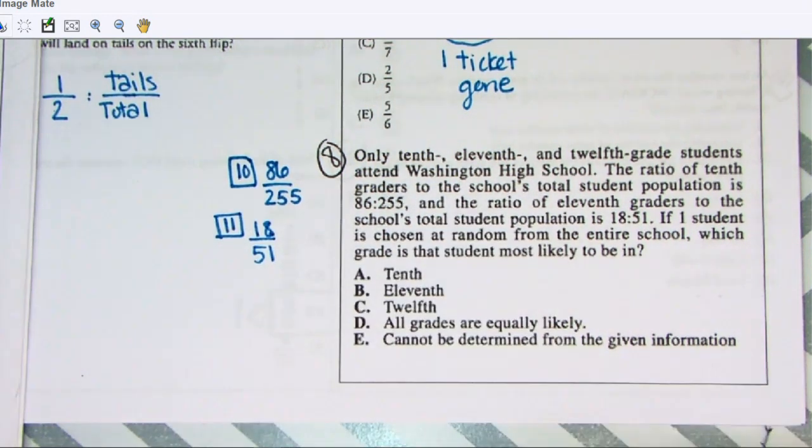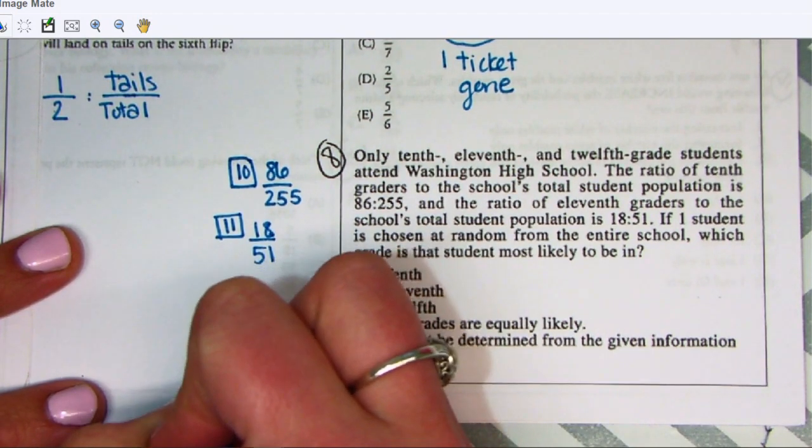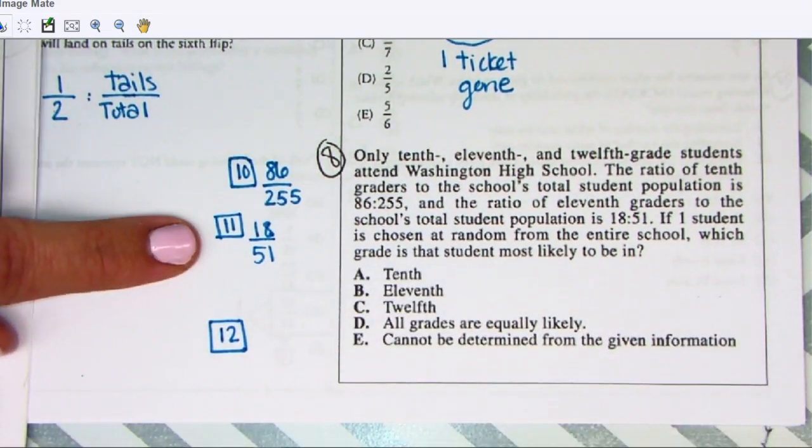Here's the thing. They purposely have given you a reduced fraction in the hopes that you don't know what to do. We're trying to figure out, okay, if I get to pick between the 10th, 11th, and 12th graders, which one am I most likely to pick? Well, in order to find out how many 12th graders there are, I need to actually unreduce this fraction.